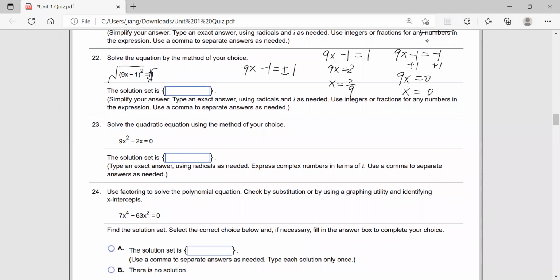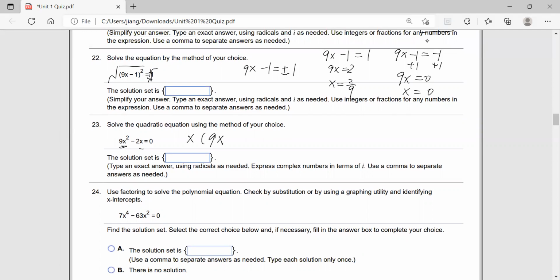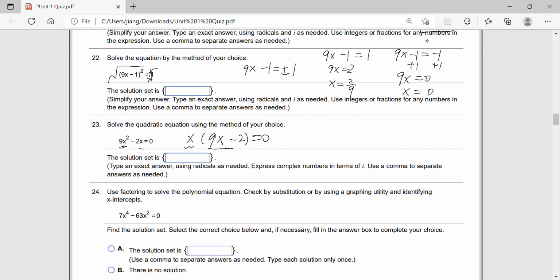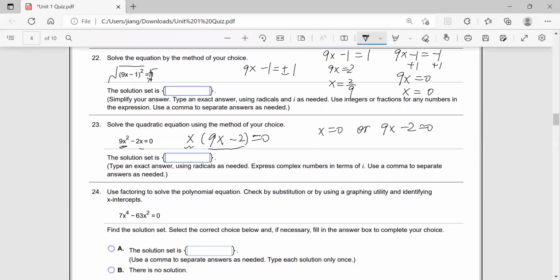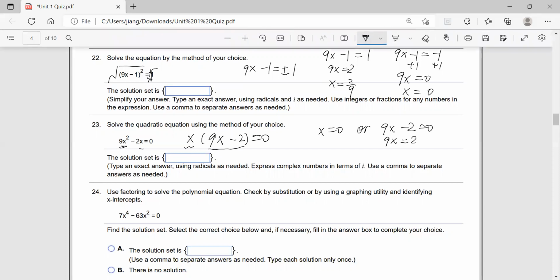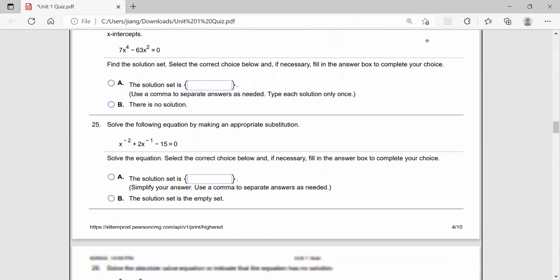Next one is 9x squared minus 2x. So first, I must factor out the GCF from these two terms. So let's factor out the x. So x times 9x minus 2 equals 0. So that means x equals 0, or 9x minus 2 is 0. So let's solve the second equation. Add 2 to both sides, 9x equals 2. Divided by 9 both sides, x equals 2 over 9. I have two solutions. Number 26.